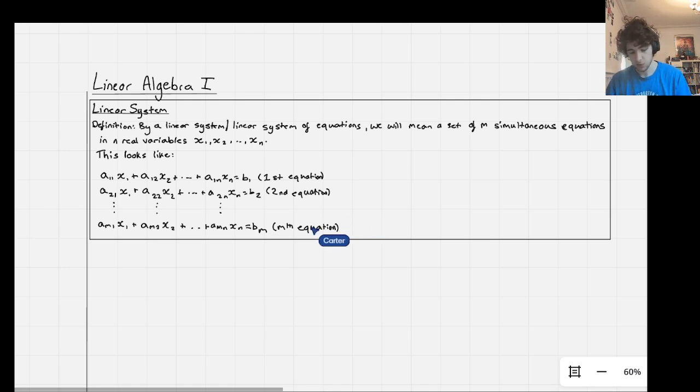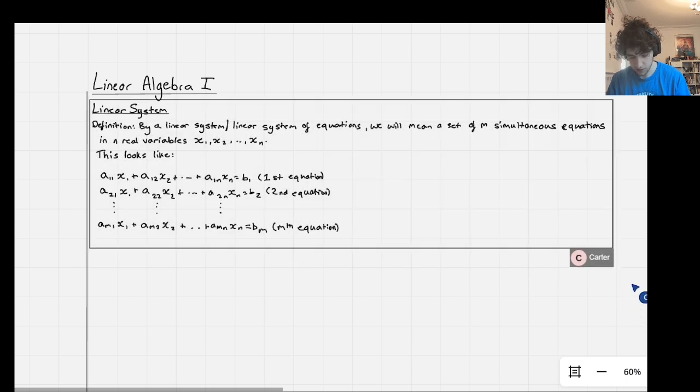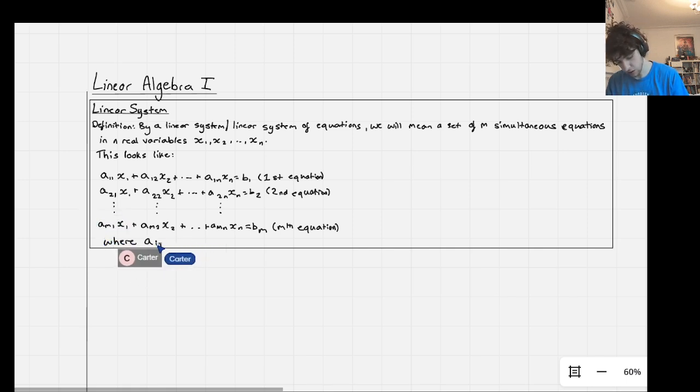I also should extend this, because there is one thing I wanted to add, which I did say but didn't write: we want ai,j and bi to be real constants. So we say where ai,j and bi are real constants.